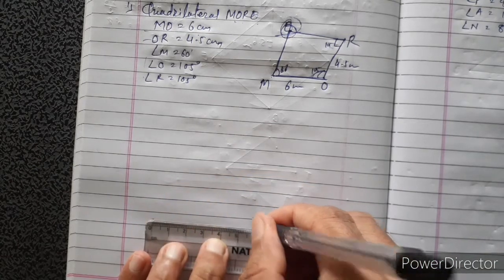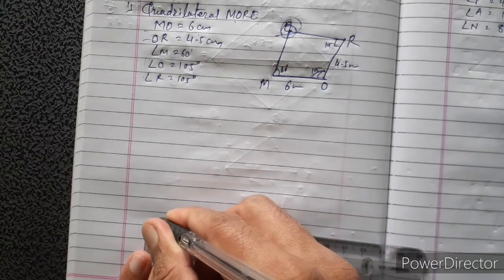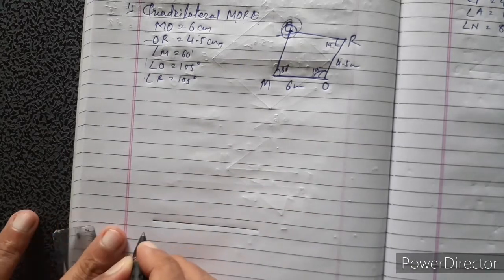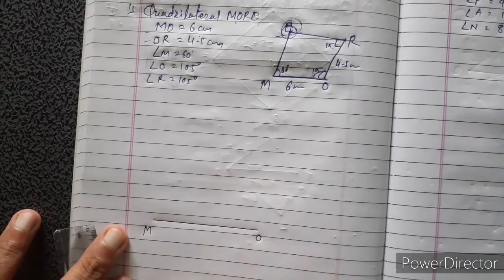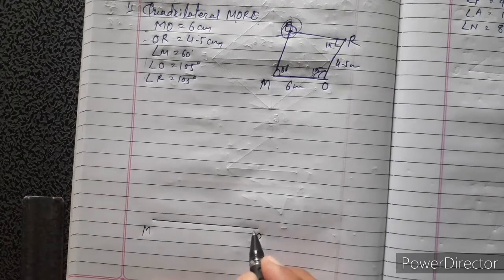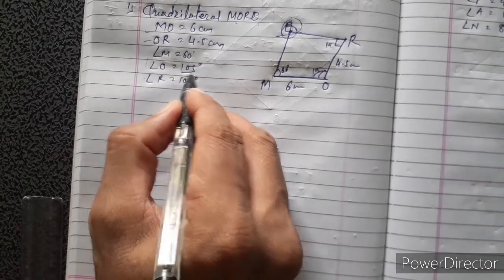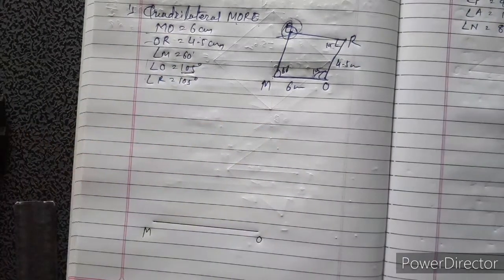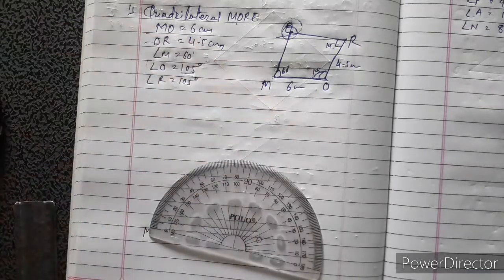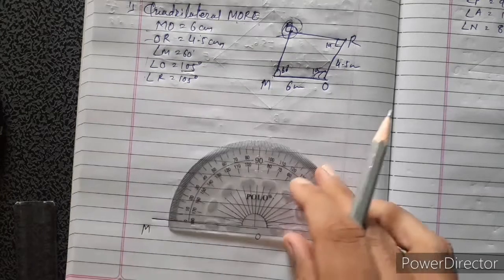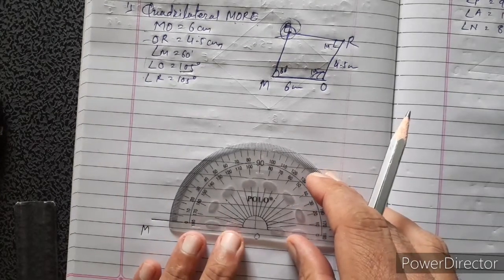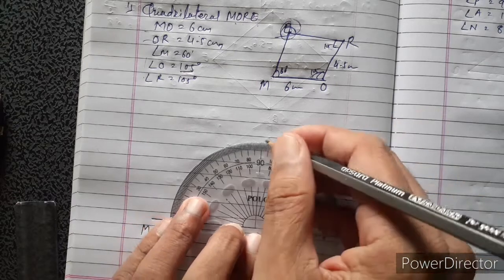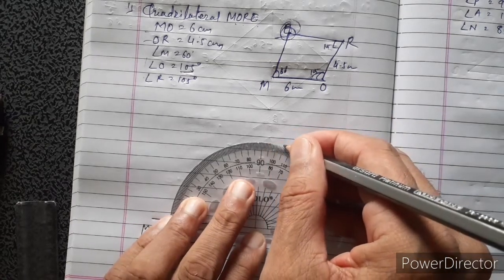6 centimeter. Construct side MO with 6 centimeters. Now O equal to 105, so just construct 105 with the help of a half circle. And you know how to construct 105. It's here.